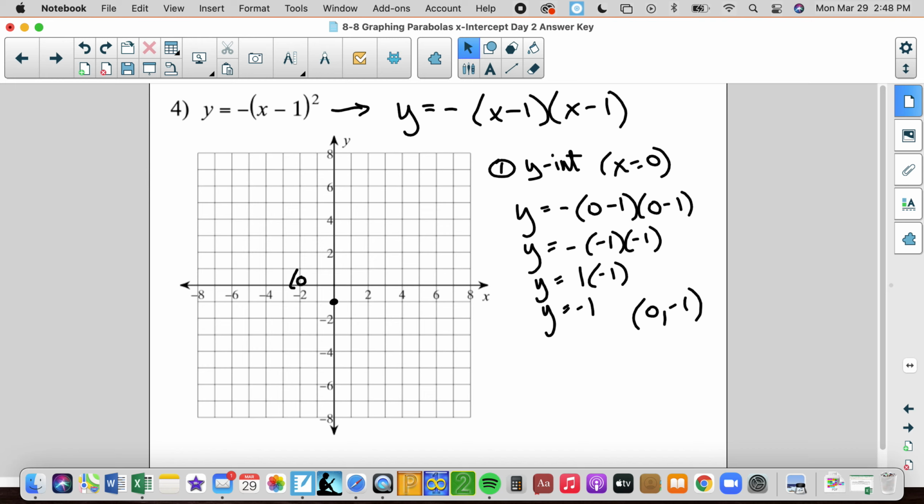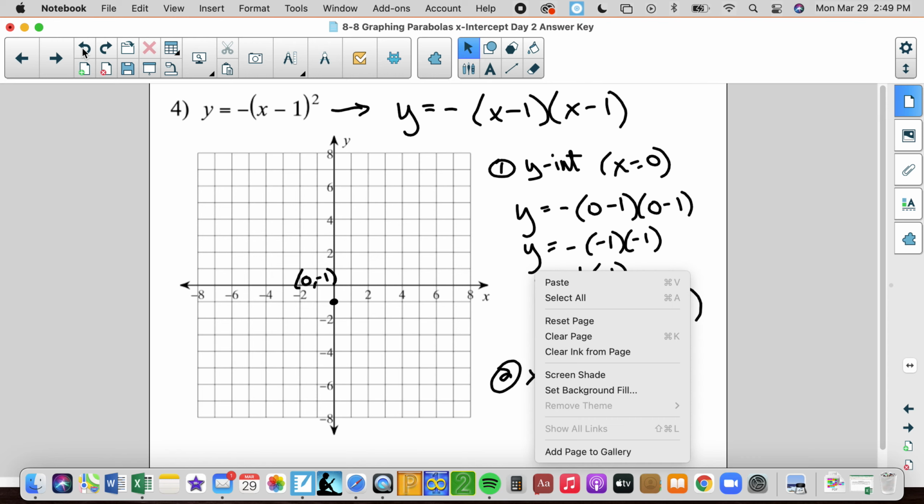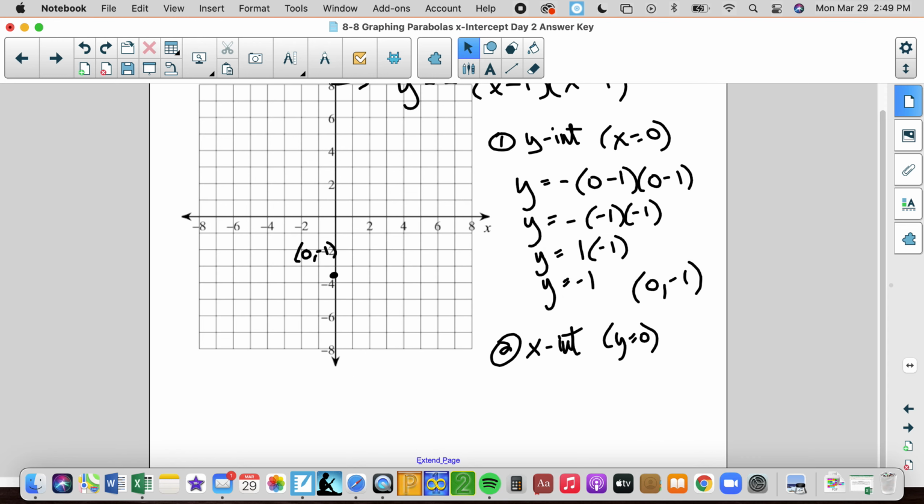We'll do this, 0, negative 1. We may have to move that. Can I move it without moving the dot? Yeah, oh, I didn't mean to do that. Good, perfect. Now let's find our x-intercepts. Y equals 0. No, I don't want to do that. I want to just move it up. Thank you.